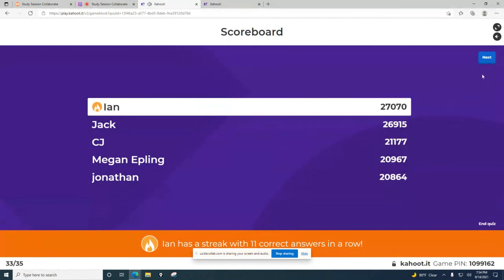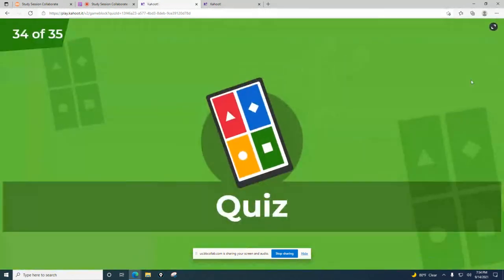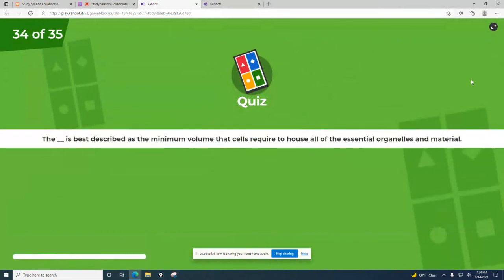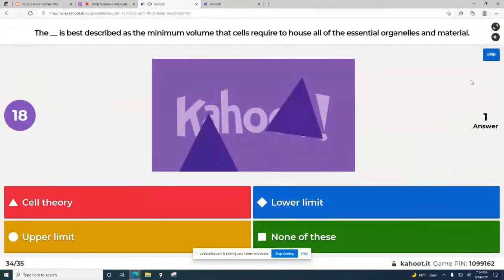Okay, good job, Ian. 2 more questions. The blank is best described as the minimum volume that cells require to house all of the essential organelles and material.